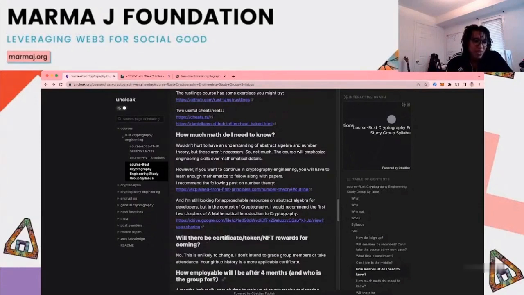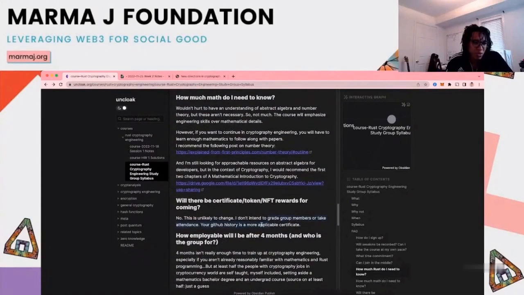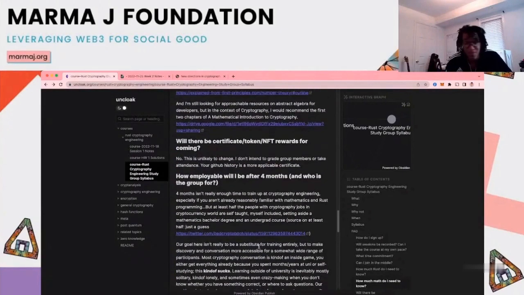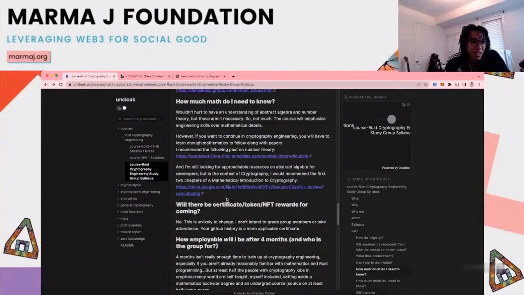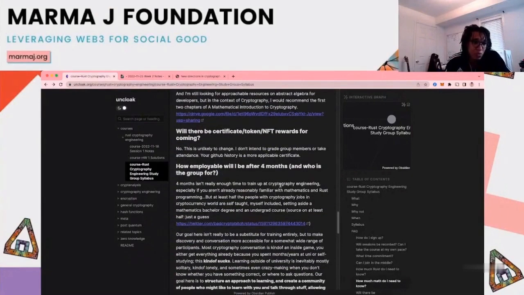Will there be NFTs for completing? No, there's no grading. Your GitHub history is a more applicable certificate, and we could have fun little things, but for now, your GitHub stuff. How employable will you be after 4 months? That's not really a lot of time to become a cryptographer or be good at cryptography engineering.